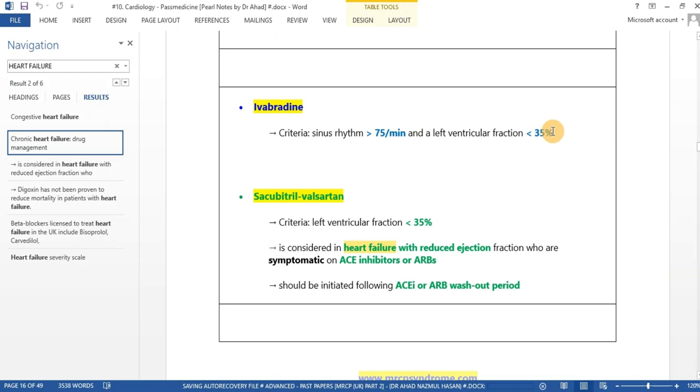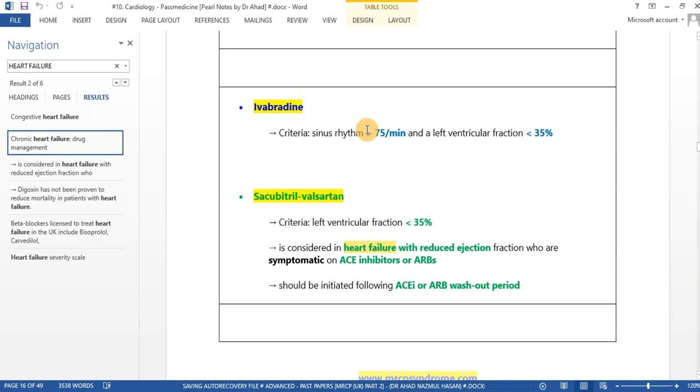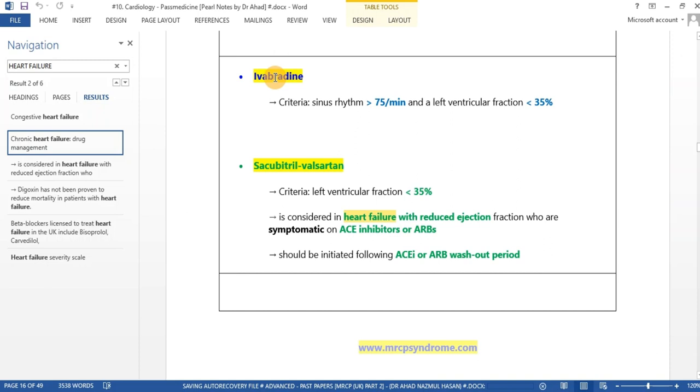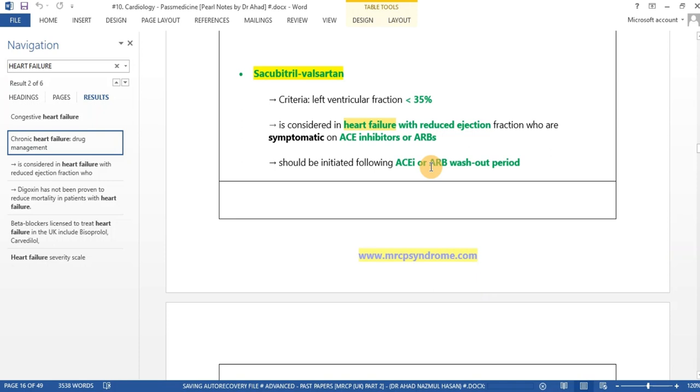And in case of sacubitril valsartan, this is only related to low ejection fraction. There is nothing related to the heart rate. So if the heart rate is greater than 75, we go with ivabradine. If heart rate is less than 75, we should go with sacubitril valsartan. And sacubitril valsartan is considered in heart failure with reduced ejection fraction who are symptomatic on ACE inhibitor or ARBs, and should be initiated following an ACE inhibitor or ARB washout period.